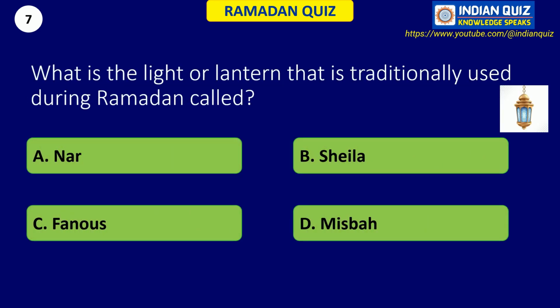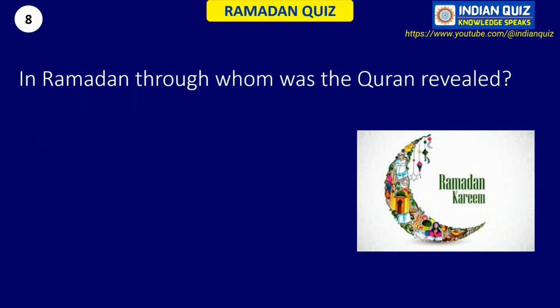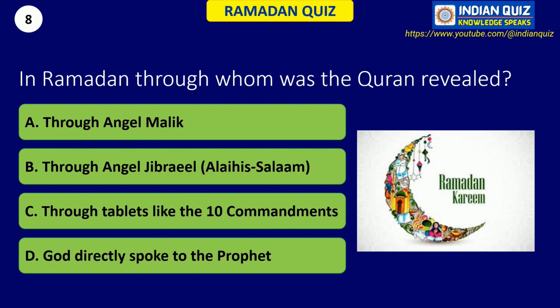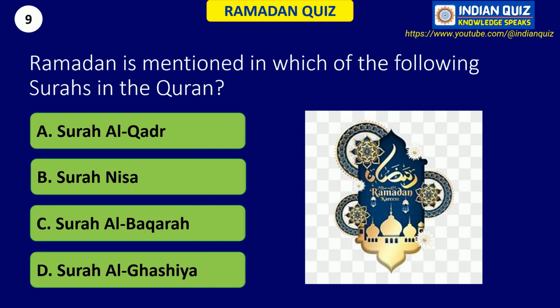What is the light or lantern that is traditionally used during Ramadan called? Fanus. In Ramadan, through whom was the Quran revealed? Through angel Jibreel. Ramadan is mentioned in which of the following surahs in the Quran? Surah Al-Baqarah.